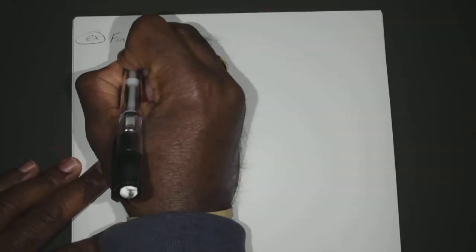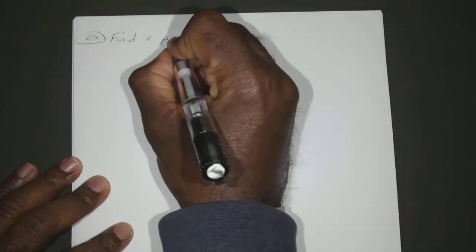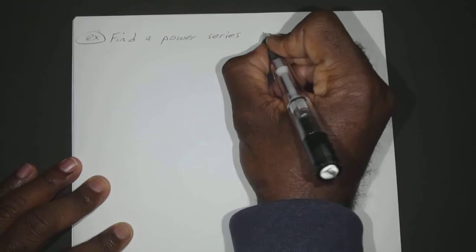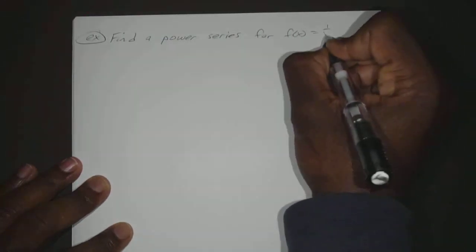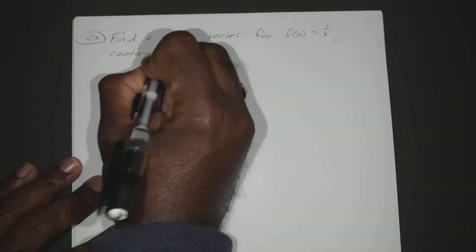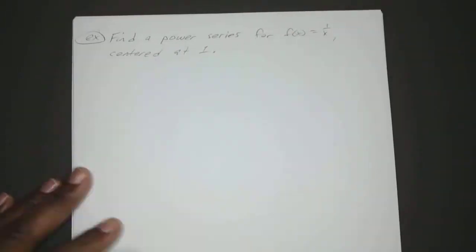So for our first example, first we're going to just find the power series because it kind of leads up to where we're going. Find a power series for f of x equals 1 over x centered at 1.